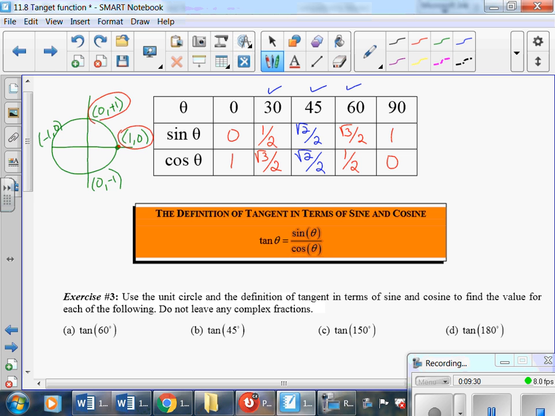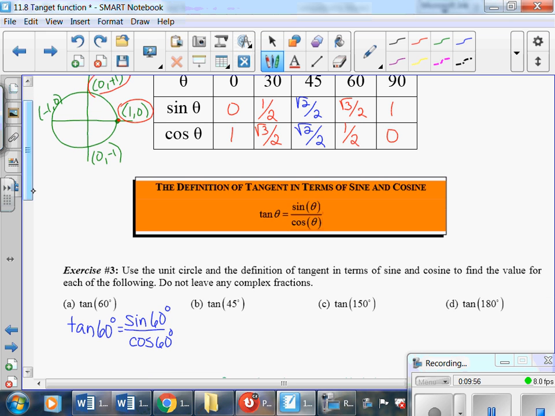All right, so now using this, let's take a look at exercise 3. Use the unit circle. We talked about this already. So let's talk about the tangent of 60 degrees. I know the tangent of 60 degrees is equal to the sine of 60 degrees over the cosine of 60 degrees. I'm going to slide this up just a little bit.